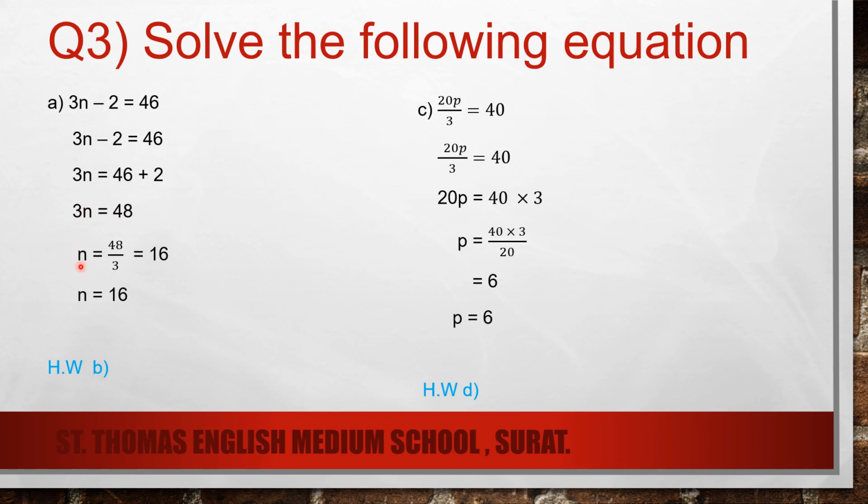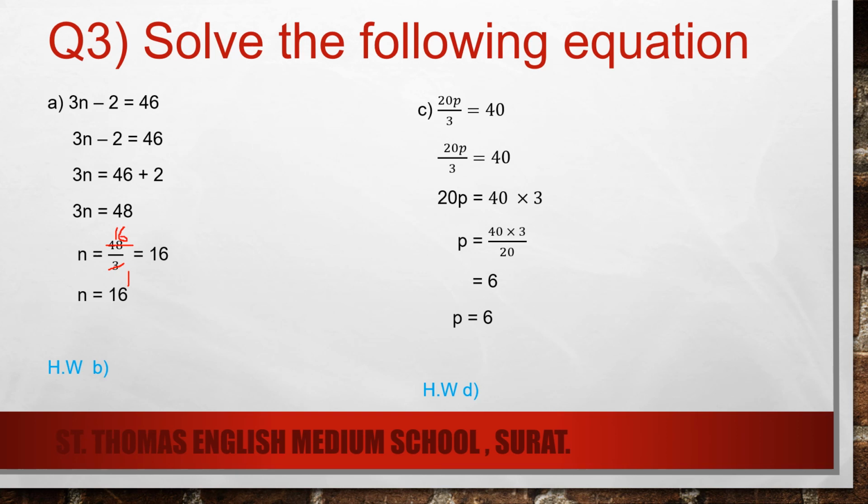Now we have to find the value of n. This is a multiplication. If it goes here, it becomes division. 48 divided by 3. Again, 3 ones are 3 and 16 threes are 48. Learn all the tables well. You can do this very fast.